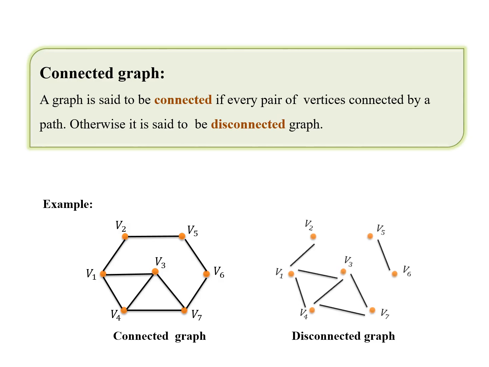Second one is the example for disconnected graph. Here, V2 and V5 have no path between them. V3 and V6 also don't have any path. So, this is the example for disconnected graph.